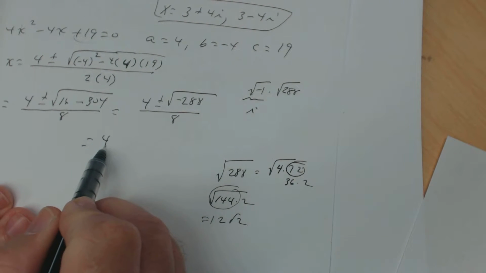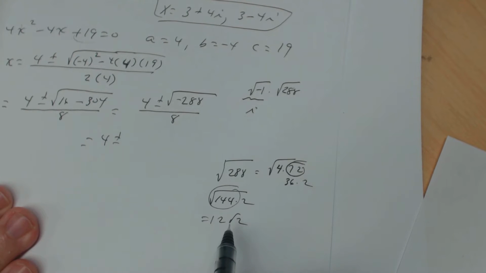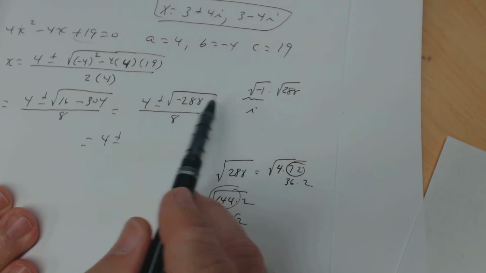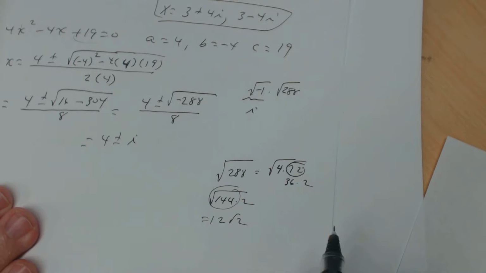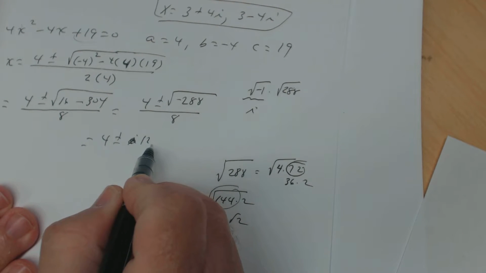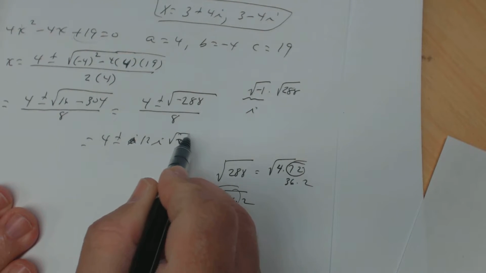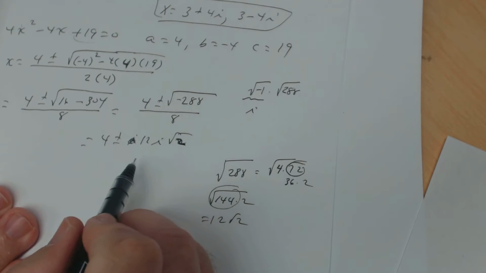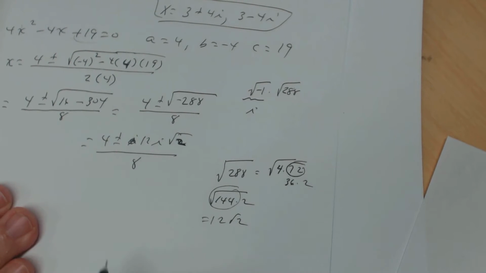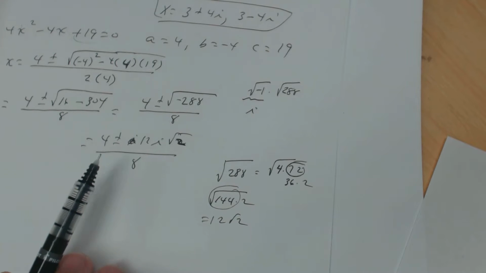Okay? So over here, then, what that's going to become is this. I'm going to get 4 plus or minus i. Remember the i here. Square root of negative 1 is i. Well, 12i. Let's write this as 12i square root of 2. That's a square root of 2. 12i square root of 2, all over 8.